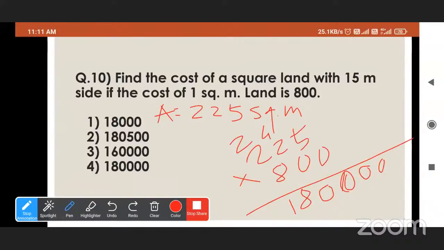So this is the cost of that square land. See here, what is the cost here? 18 lakh, or rather 1 lakh 80,000. So which option is right? The fourth one is correct. Okay. See here, the fourth option is 1 lakh 80,000. Yes, sir.